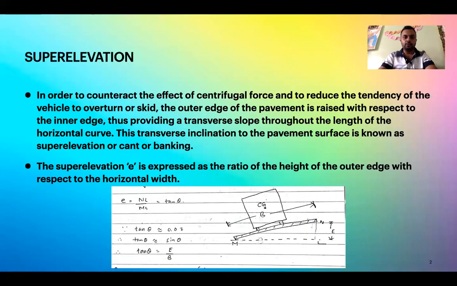Okay, so how do we define super elevation? In order to counteract the effect of centrifugal force and to reduce the tendency of the vehicle to overturn or skid, the outer edge of the pavement is raised with respect to the inner edge, thus providing a transverse slope throughout the length of the horizontal curve. This transverse inclination to the pavement surface is known as super elevation, also known as cant or banking.